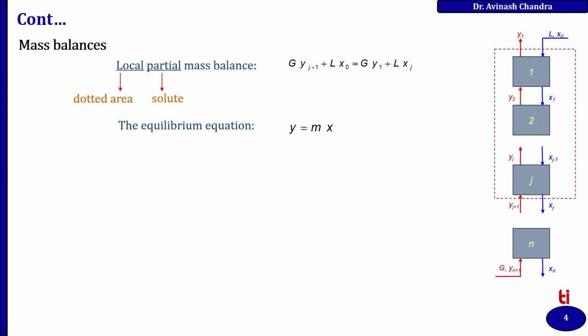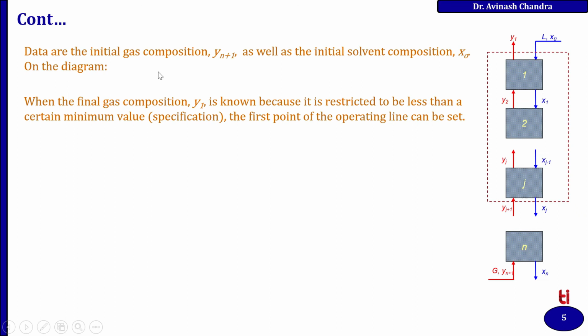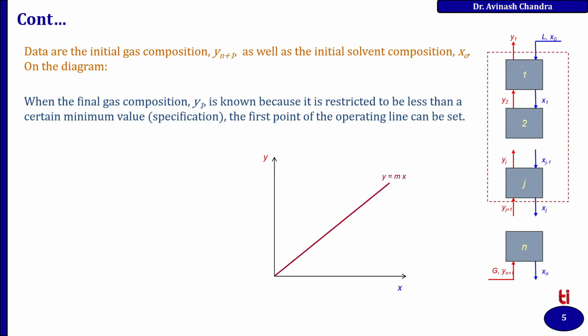With the equilibrium equation y equals mx, dividing this equation by G, the operating line becomes y(j+1) equals L upon G xj minus L upon G x0 plus y1. So the slope of the operating line will be L upon G. The point n plus 1 is obtained as the initial solvent composition is x0, when the final gas composition y1 is known, because it is restricted to less than a certain minimum value.